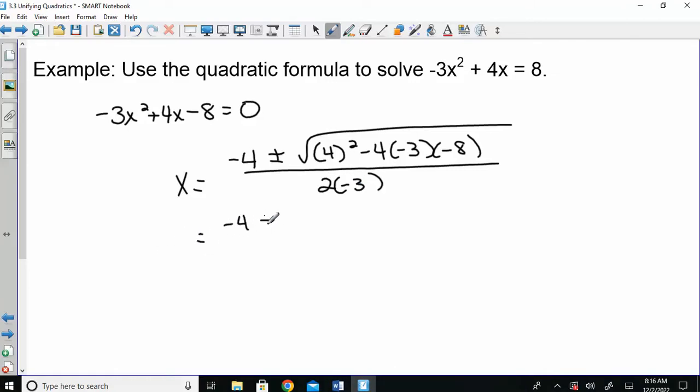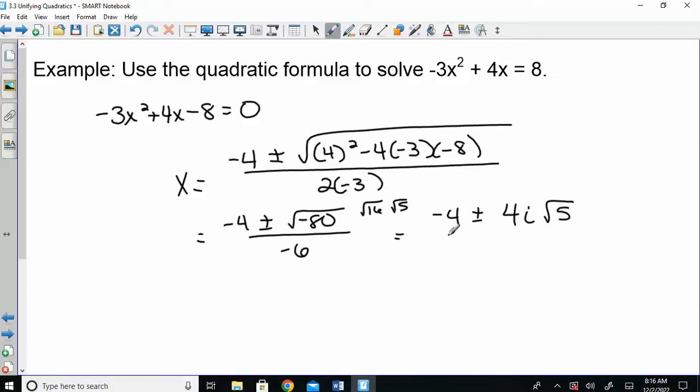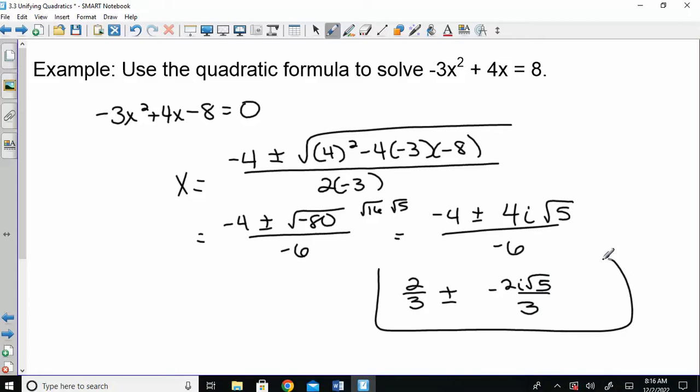So we get negative 4 plus or minus the square root of negative 80 over negative 6. So 80, since it has a negative, you have to take out an i. 80 can break into 16 and 5, so it'd be 4i radical 5 over negative 6. We have to break it apart, so negative 4 over negative 6 is positive 2/3, plus or minus 4 over negative 6 is negative 2/3. So that would be our final answer.